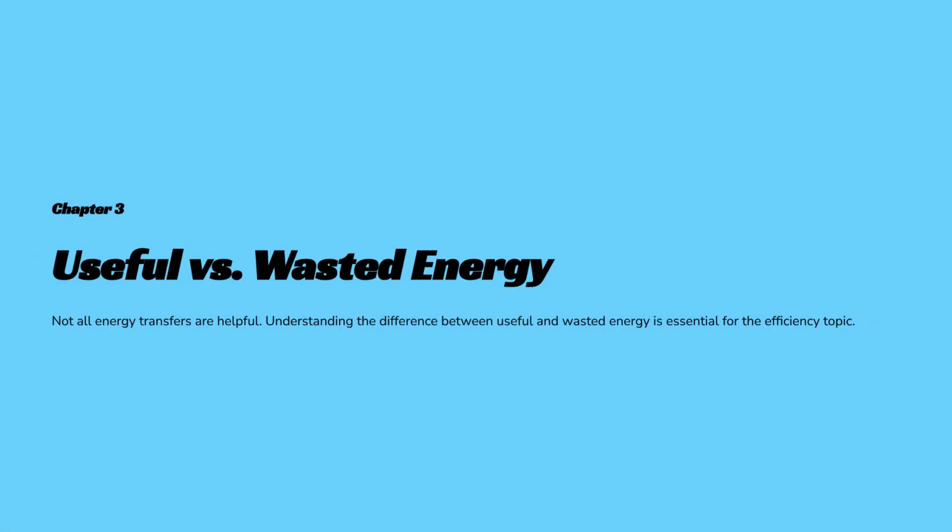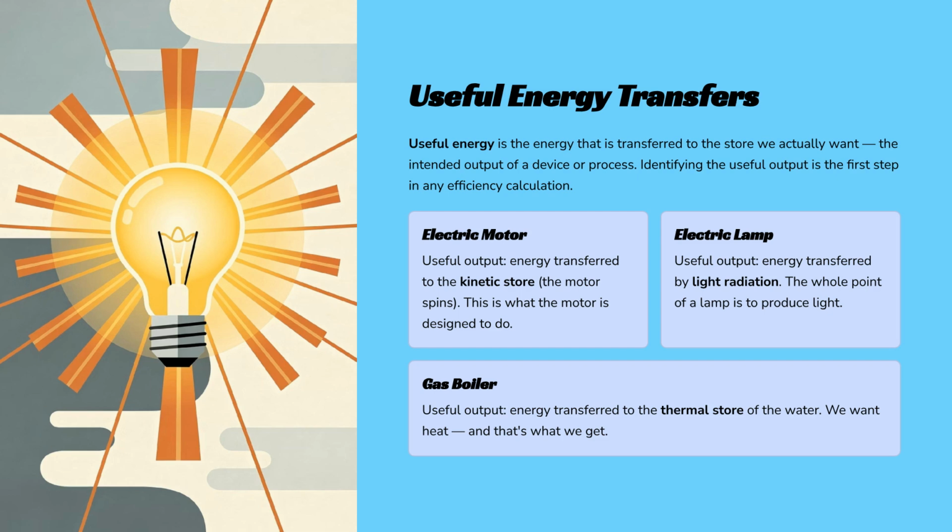It starts with gravitational potential energy, which converts to kinetic energy as it falls, and finally transfers to thermal energy upon impact. Moving to Chapter 3, useful versus wasted energy. Not every transfer is helpful. Understanding which part of the energy input is useful and which is wasted is vital for calculating efficiency.